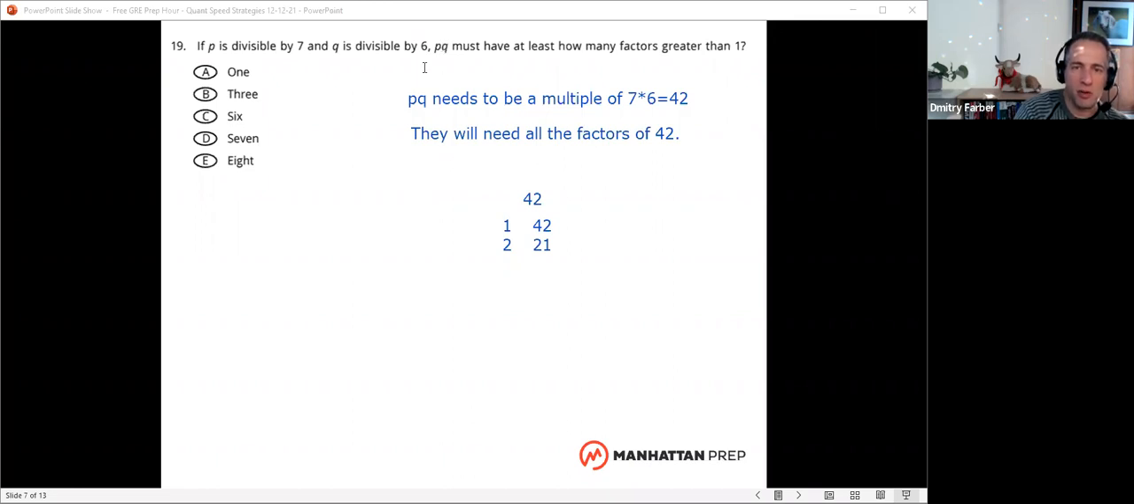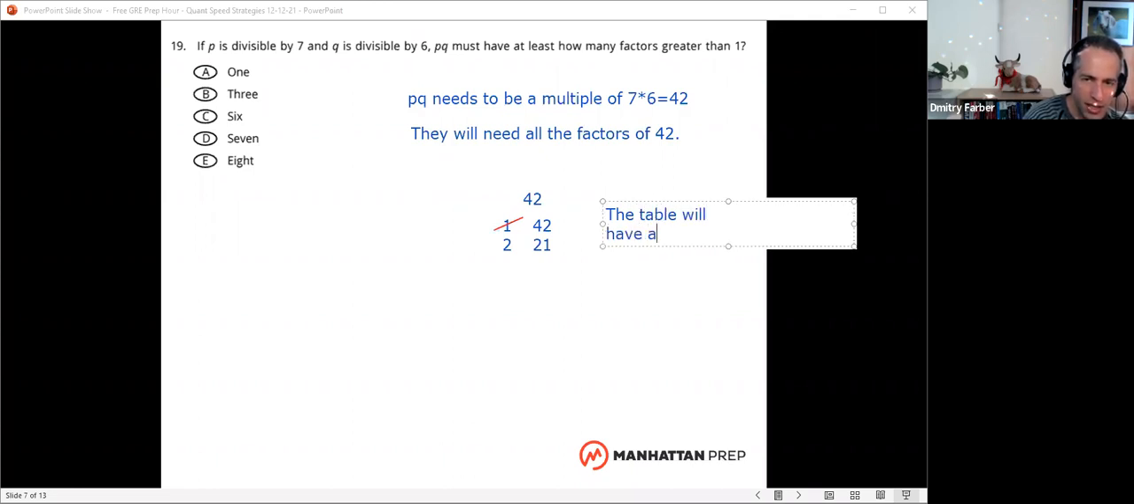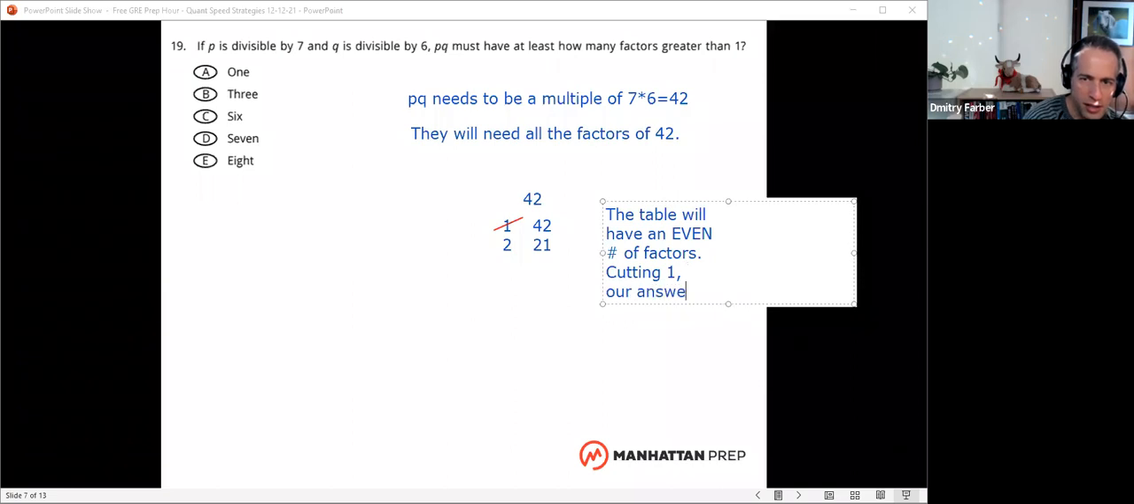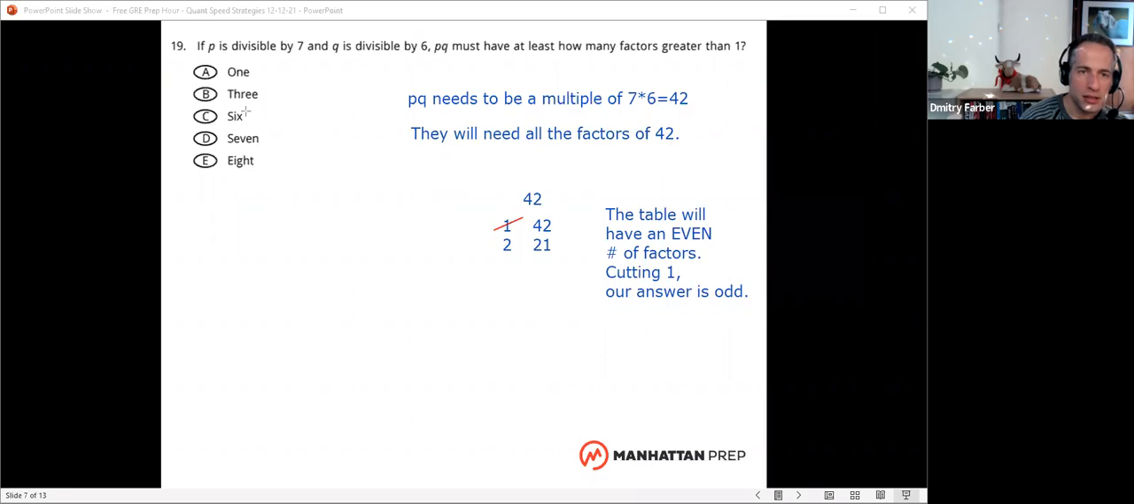But they're saying factor is greater than 1. So I might write immediately that I'm going to cross this factor off. So I could actually know the table will have an even number of factors. Cutting 1, our answer is odd. And then I could look at what's left in my answers. Okay, well, it's not 6. It's not 8. I already know it's not 1. There's several different answers, right? So it's 3 or 7. And so if I get past 3, which I have right now, I can stop.